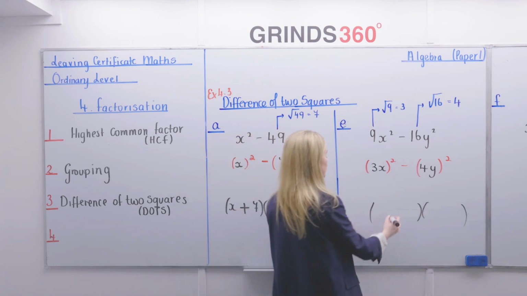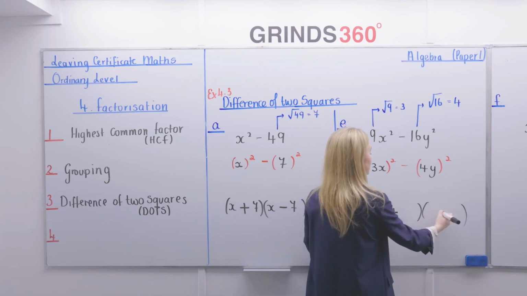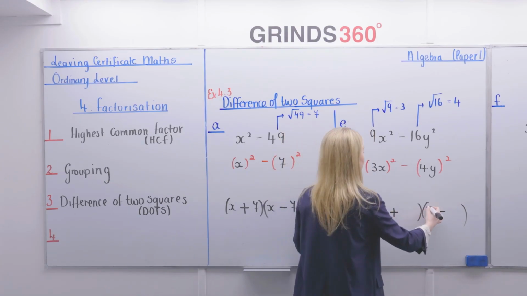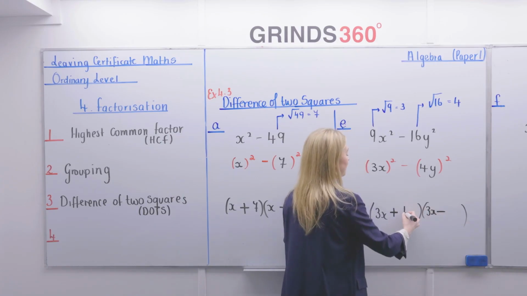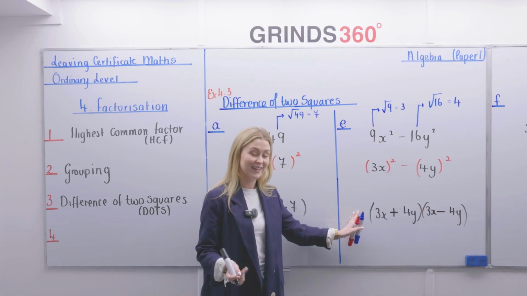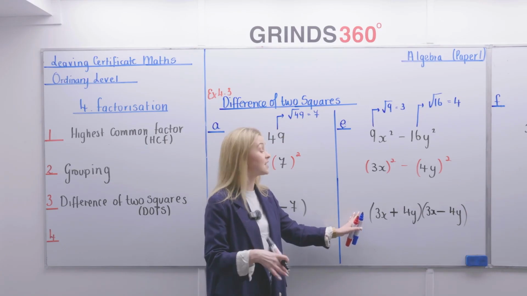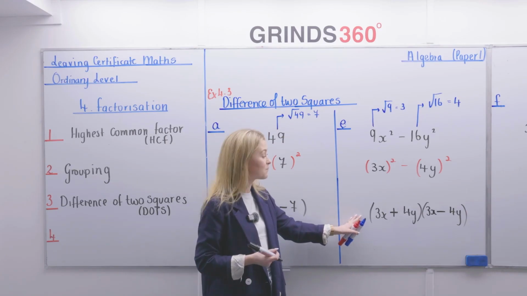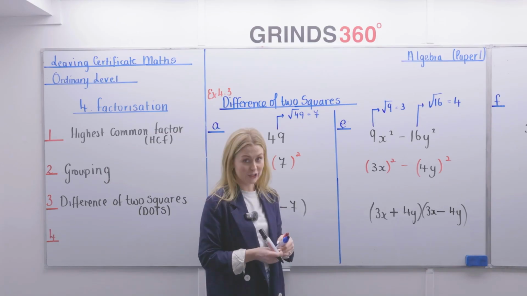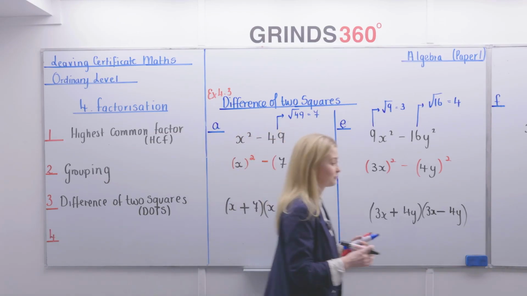So here, what I'm going to do is I'm going to place a plus in my first bracket, a minus in my second. Here, I'm going to have 3x and 3x, and 4y and 4y. My answer. And if I want to take a minute with that answer, obviously I can multiply it out or expand it out, and I should get my original equation. Moving on to our third example, f.